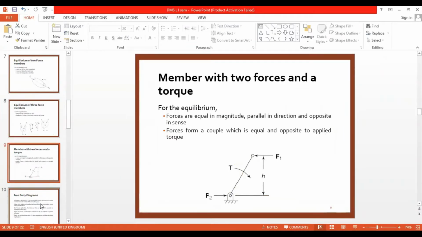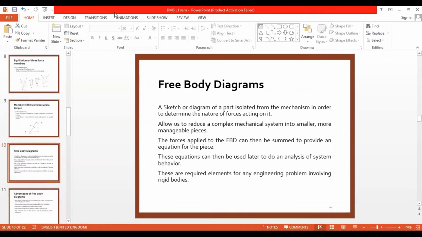Free body diagrams. A free body diagram is a sketch or diagram of a part isolated from the mechanism in order to determine the nature of the forces acting on it. This is how we draw a free body diagram.